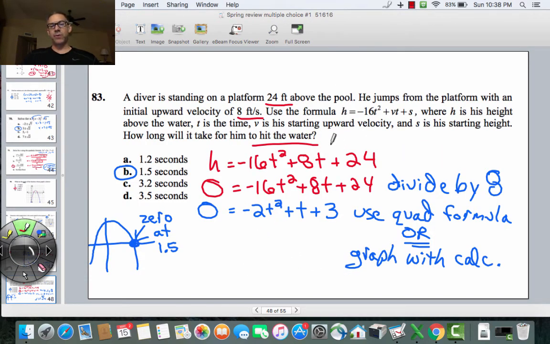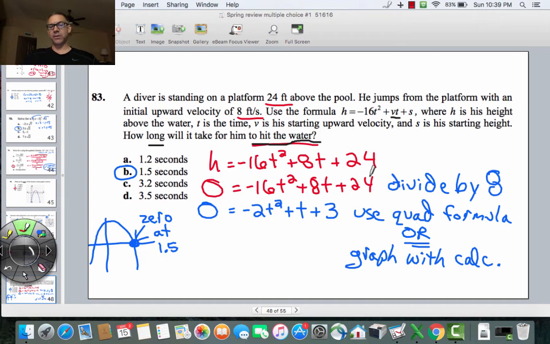This is the motion problem, so we have h equals negative 16t squared plus, and then for the v, we put in the initial velocity that's given, which is 8. So we have plus 8t plus the s, which is the starting height. That's 24. This problem, we're looking to see how long it will take to hit the water. So that's a height of 0. So we put in the 0 for the h.